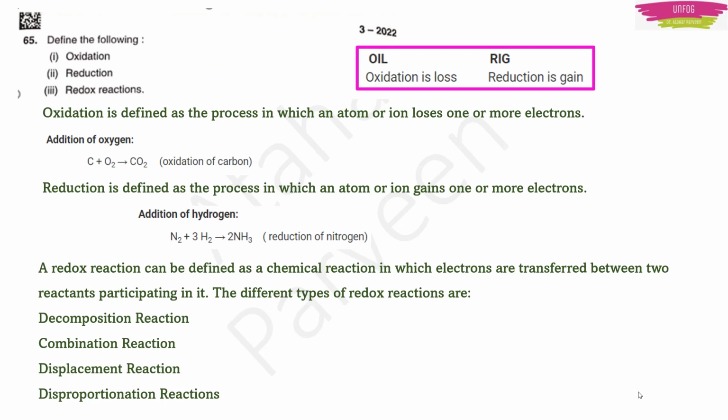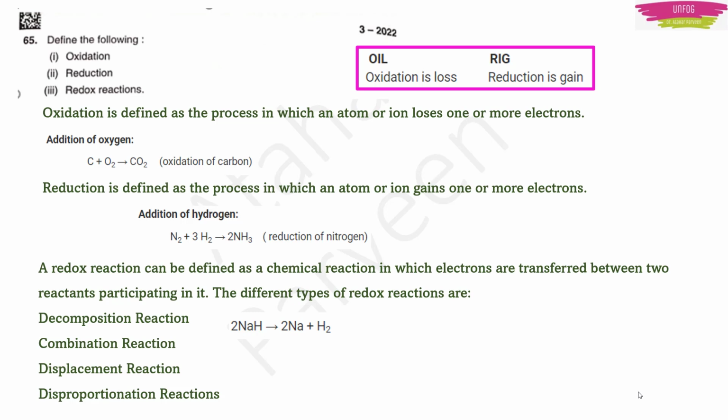There are four types of redox reactions. They are decomposition reaction, combination reaction, displacement reaction and disproportionation reaction. Here I will give you just an example for a decomposition reaction, that is NaH will give you Na plus H. After balancing you will have 2 NaH. This NaH is decomposing here into Na and H.